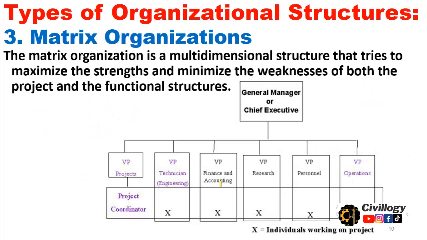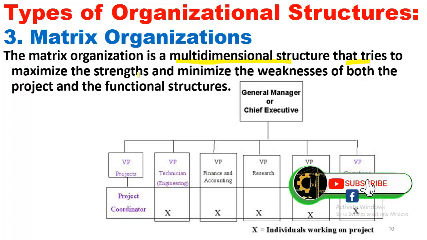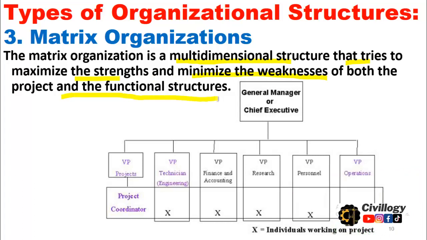Then there comes the matrix organization. Matrix organization is a multi-dimensional structure that tries to maximize the strengths and minimize the weaknesses of both project and functional structures. Now, the aim of this organizational structure is to mitigate the problems that arise in project and functional structures.